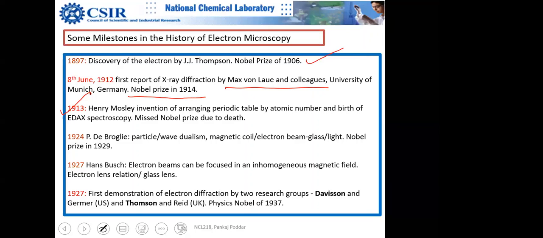If you want to know if there is any elemental uniformity in your sample, of course you would like to do something called electron energy loss spectroscopy, or you would like to do X-ray spectroscopy, energy dispersive. Okay, we'll discuss this EDS. Okay, yes. So Moseley was the first.